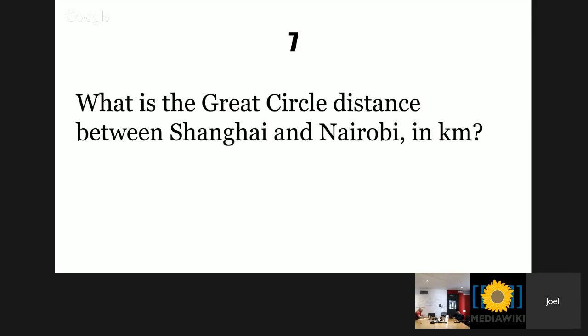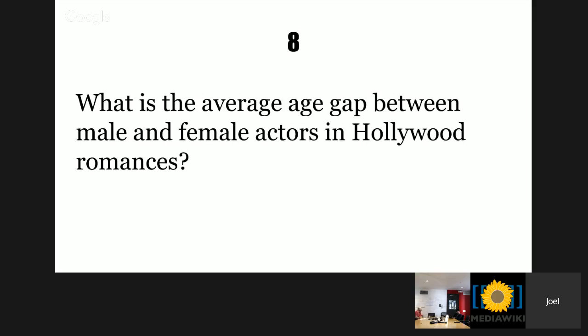Question 8, what is the average age gap between male and female actors in Hollywood romances, in movies, as the unit is years? So what is the average age gap between male and female actors in Hollywood romance movies in years? And this is a signed number, positive or negative.